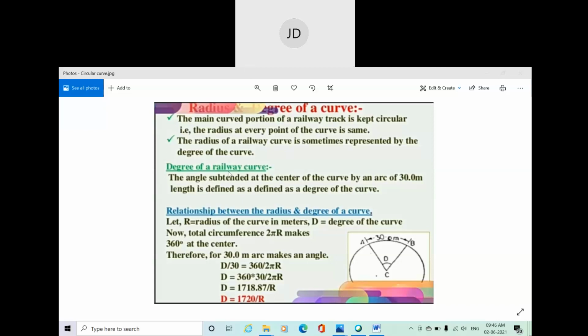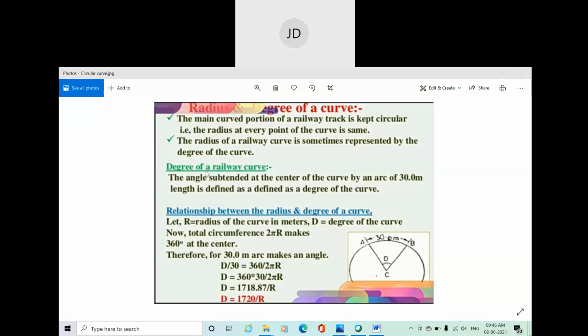Okay, the radius of the railway curve is sometimes represented by the degree of the curve. You already know what is degree, what is radius. So even in this diagram, this length is the radius and the degree is the angle subtended by this curve arc. So we can relate them. There is a relation between radius and degree. We can consider it as inversely proportional. Fine. We are coming to this formula.